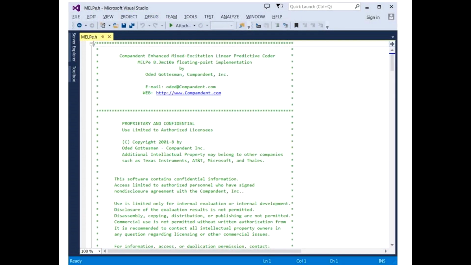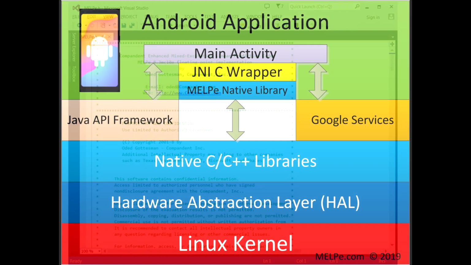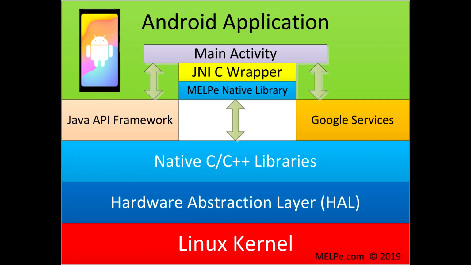Our reference implementation is composed of the following three layers. The MELPe native code library, which is hand optimized for various ARM processors, including 64-bit ARM version 8 and 32-bit ARM version 7. The second component is the Java native interface C wrapper code, which encapsulates the initialization, configuration, and lower-level calls to the various functions within the native code MELPe library. The third layer is composed of the main activity Java and XML files, which contain the user interface for configuring and calling the MELPe codec from Java.